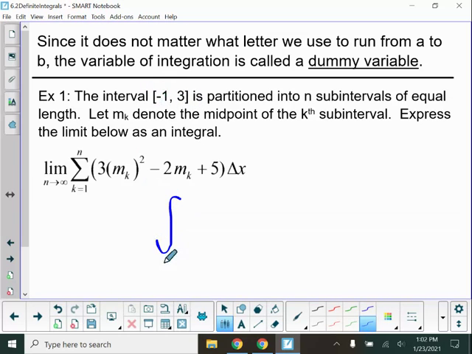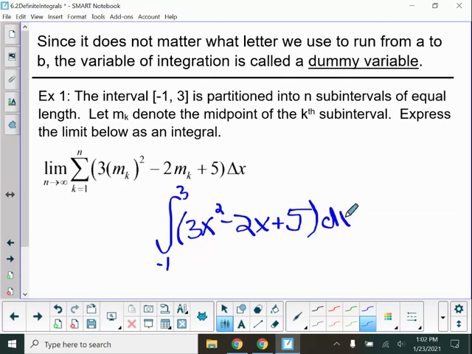I'm going from -1 to 3, so I'm going to put my -1 at the bottom, my 3 at the top, and basically all of these m sub k's, those are going to be your variable. So my equation is going to be 3x squared minus 2x plus 5, and the variable of integration is x, so I'm going to put a dx on the bottom. And that's all you have to do to write this, expressing this as an integral.